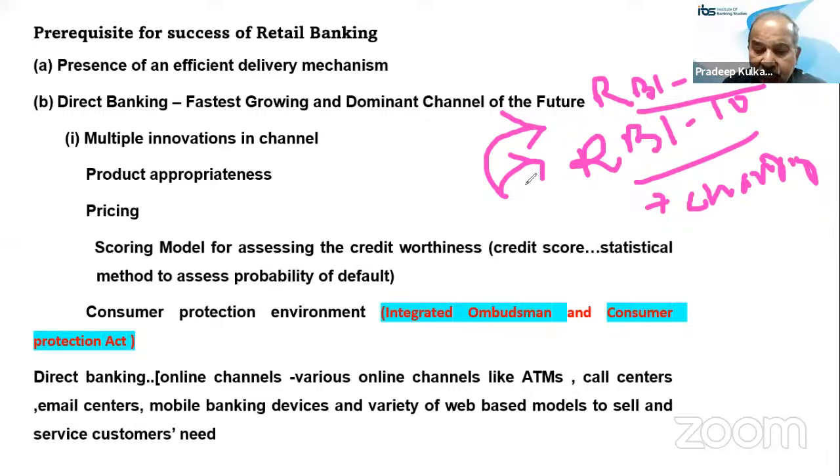Okay, so these are the ways a complaint can be put up to the Integrated Ombudsman. Once the complaint is made, it will go to the Deputy Ombudsman. The Ombudsman and Deputy Ombudsman are appointed by the Reserve Bank of India.